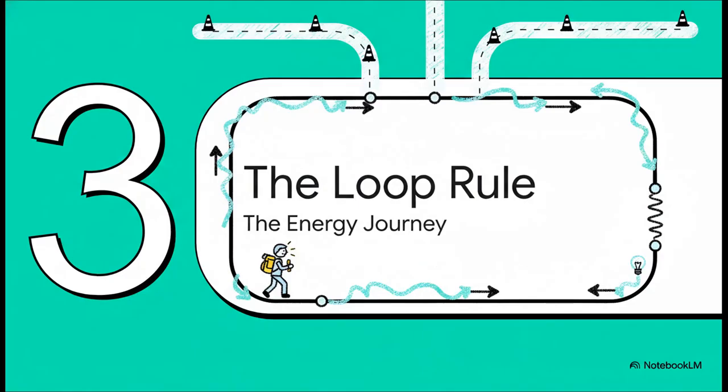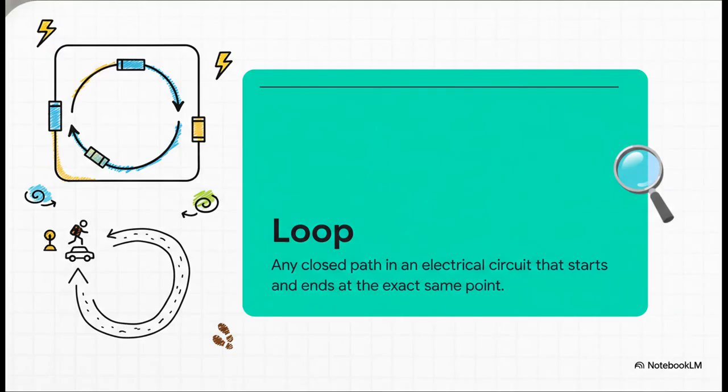Okay, so that brings us to the second law, the loop rule. Now, if the junction rule was about the flow of traffic, the loop rule is all about the energy of a single journey, a journey that starts and ends in the exact same spot. So a loop, what is that? It's literally any closed path you can trace in a circuit. You pick a starting point, follow the wires, and you end up right back where you began, making a full circle. It's like going for a hike and ending up back at your car.